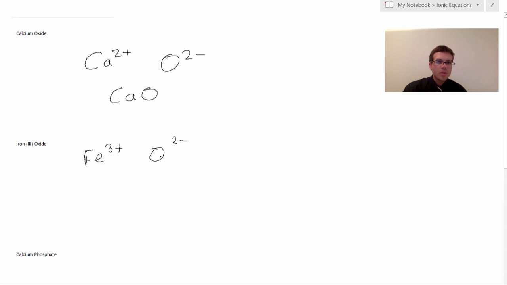Now this time the numbers are not the same, so we need a way to know where to put the numbers when we write the compound. This is called the swapping over method. If we have 3 plus here and 2 minus here, then we say Fe, we take the number from the oxygen and it goes here, and we take the number from the iron and it goes there. So the formula for iron 3 oxide is Fe2O3.